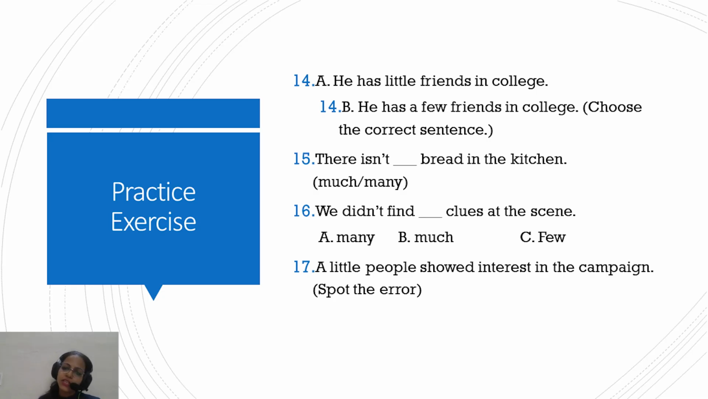There isn't dash bread in the kitchen. There isn't much bread in the kitchen because again, bread is an uncountable noun. So much. We didn't find dash clues at the scene. We didn't find many clues at the scene. Again, clues you can count, so it's countable. So many. We didn't find few wouldn't fit, while few is also used for countables, but it does not fit in the context.